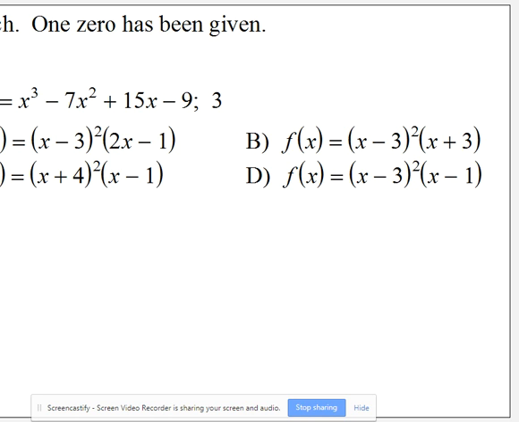So let's check. Split it up amongst your group and see which one indeed works. You only have to check A, B, and D.